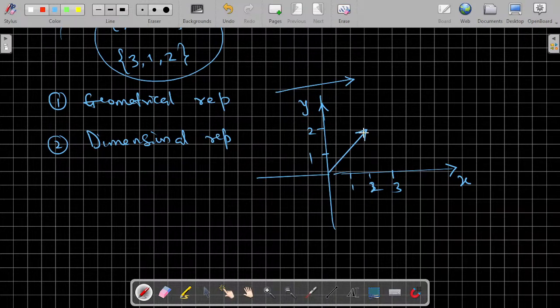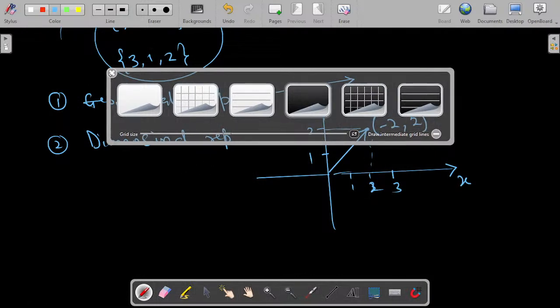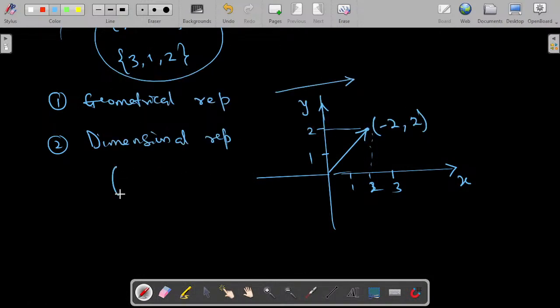Okay, so you clearly see that this vector is at a point, let me call it, here is -2, and then here is +2. So that means that this vector that I have represented with a line segment can actually be given a dimensional picture. So what then is dimensional representation of vectors? That's representation of vectors using brackets and entries.